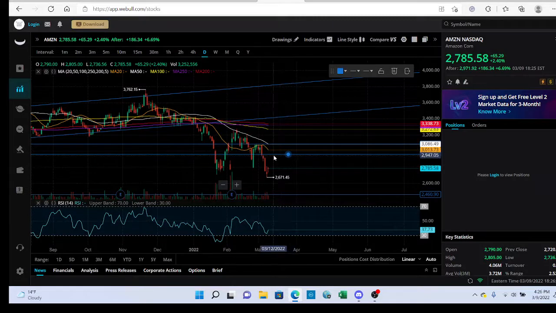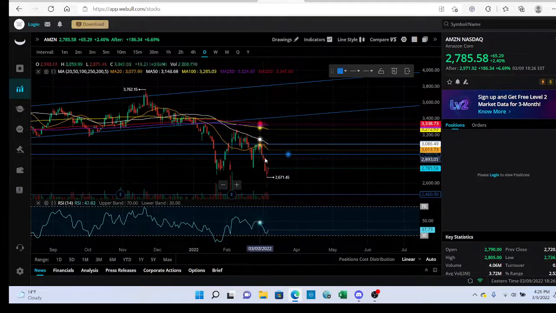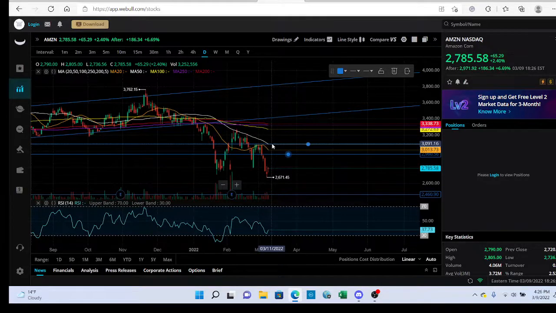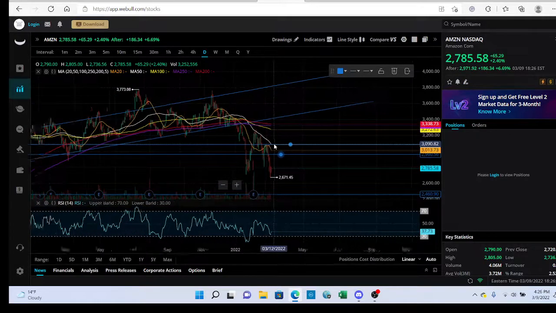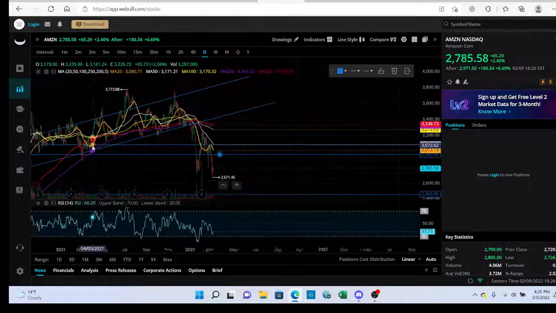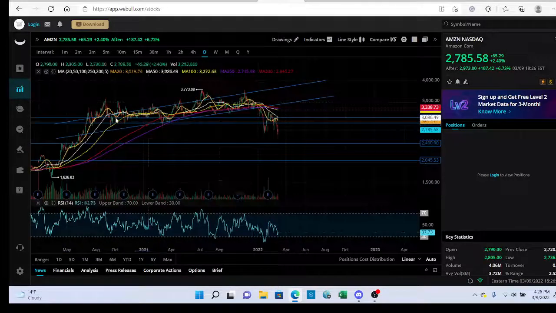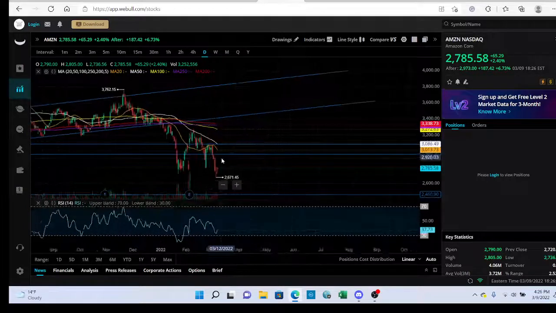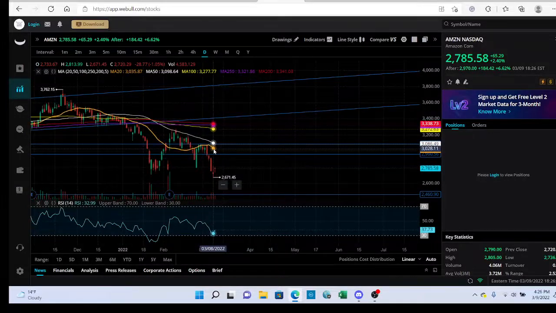So I think it's very possible if Amazon doesn't get faded first thing in the morning, it could just go all the way back and fill this area right here at around 3086, 3090. So if we zoom out, it goes all the way back to this area right here where we're just bouncing back and forth. So that could very well be possible.